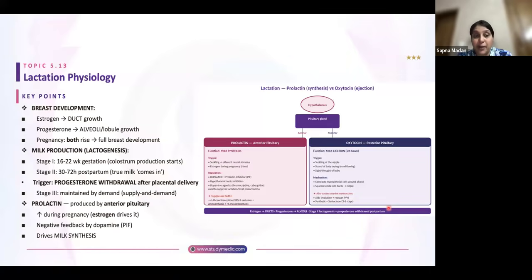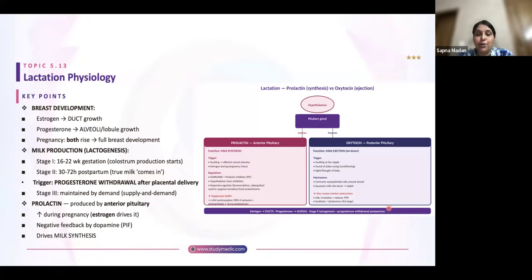Prolactin is produced by the anterior pituitary and it increases during pregnancy under the influence of estrogen. So estrogen is the driving factor for increasing prolactin production by the anterior pituitary. And prolactin, as we all know, has a negative feedback from dopamine, which is also called prolactin inhibiting factor. And this drives the milk synthesis. So you have two hormones, prolactin and oxytocin. Prolactin is helping in synthesis and oxytocin is helping in ejection.